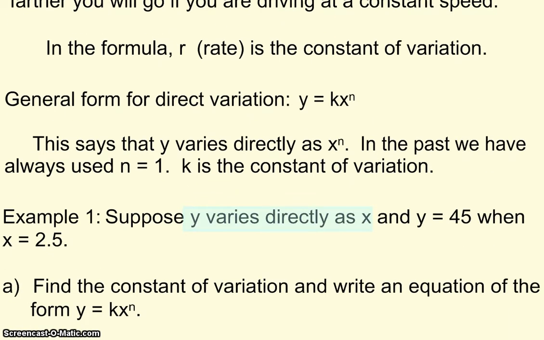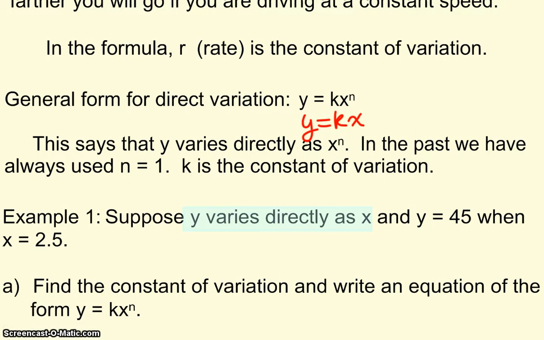The general form for direct variation problems is y equals kx to the n. In the past, you just said y equals kx. The fact that we add the exponent n allows us to say y varies directly as the square of x, or y varies directly as the square root of x.